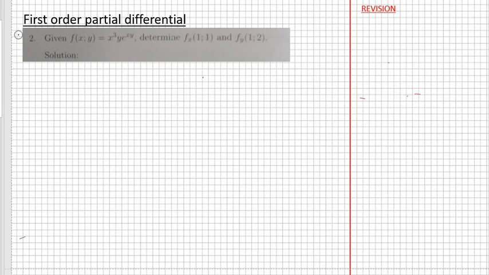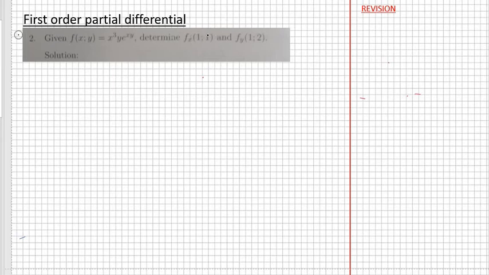Okay, now let's go to the next function. So in this question they want us to determine, okay, they say given f of xy, so this is a multivariable function which is made of x and y variable, and the function is given by x to the power of 3y multiplied by e to the power of xy. So this is a multivariable function, and they want us to determine f x 1, 1.